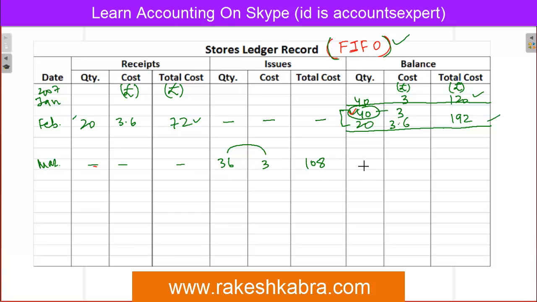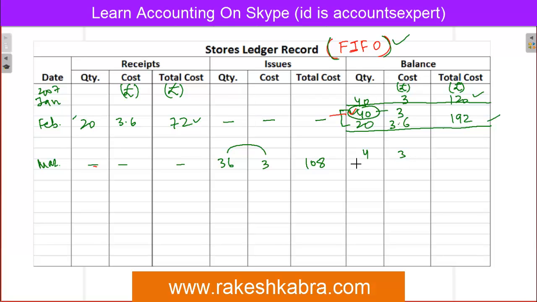Now what is the status of stock after issuing these 36? Out of this 40 we sold 36. It means out of this 40 now 4 units remain, right? Out of 40 we sold 36, so from this lot only 4 units are left. And what is the rate per unit? £3, isn't it? So £3 I will write here.